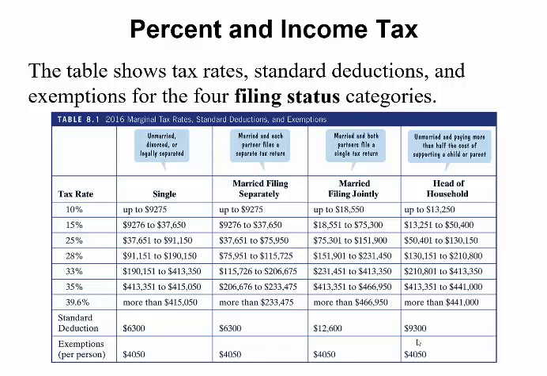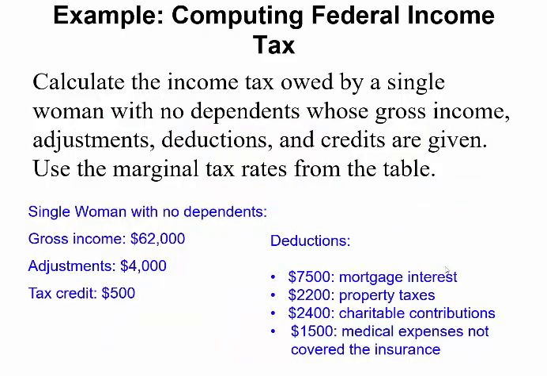Let's actually right now do somebody's taxes so you can see how this is done. Let's calculate the income tax owed by a single woman with no dependents, whose gross income, adjustments, deductions, and credits are all given here. Let's use the marginal tax rate from the table. She has a gross income of $6,200, an adjustment of $4,000, and a tax credit of $500.